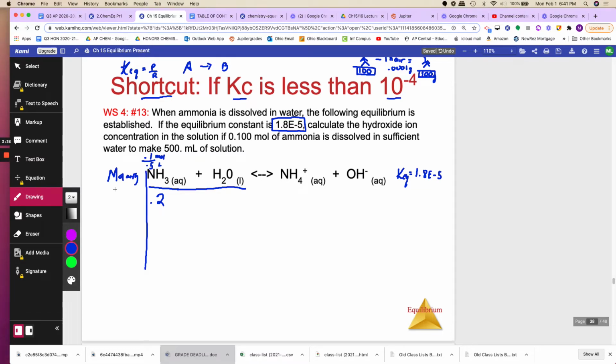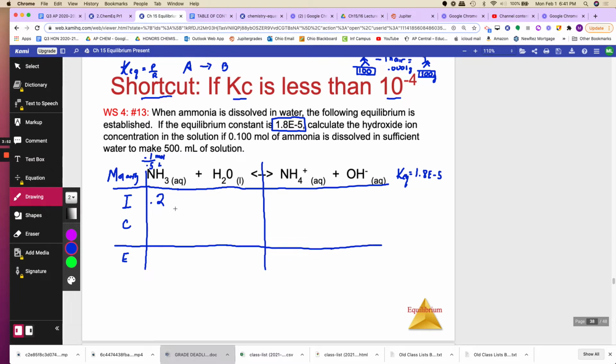Okay, so this will be initial. How much do you have in the beginning? How it changes, and then at equilibrium. How much do you have at equilibrium? Okay, so here's my ICE box. So you have 0.2 molar, and you don't have to be concerned with the water because the concentration doesn't change, it's a liquid. It says calculate the hydroxide ion concentration. So they want the hydroxide ions right here, and that is when the reaction is done at equilibrium. So this is what they're looking for right here.